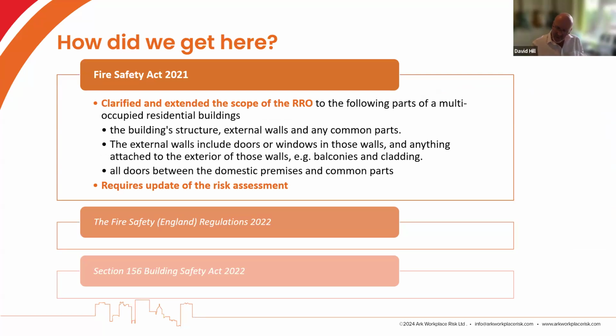So how did we get here? We obviously had the Building Safety Act come out in 2022, as Sophie mentioned there. But prior to that, we actually had a significant change to fire risk assessment requirements in the first place under what's called the Fire Safety Act of 2021. It effectively clarified and then extended the scope of the fire safety order to include multi-occupied residential buildings. Before that, it was all about workplaces.